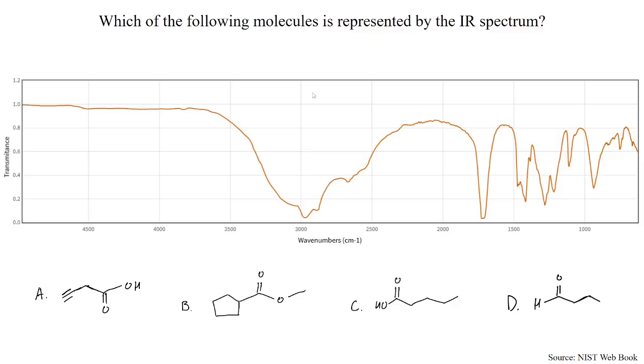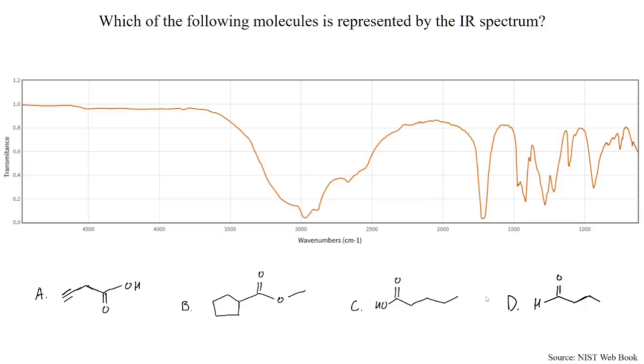We can see that if we split this peak in half, on the left side we have a broad section, on the right side we have a very rigid section. And this is a characteristic of a carboxylic acid, right? Only carboxylic acids have these IR peaks.